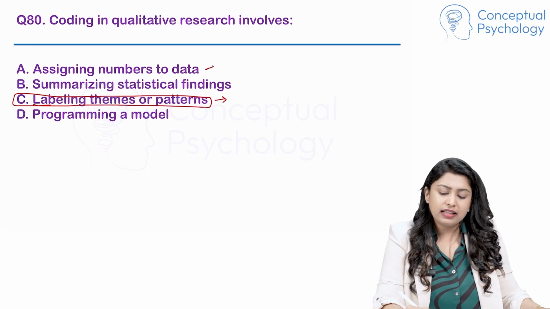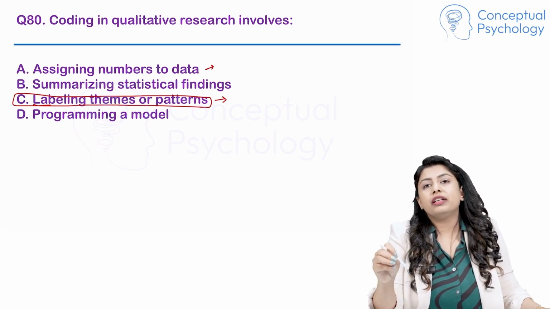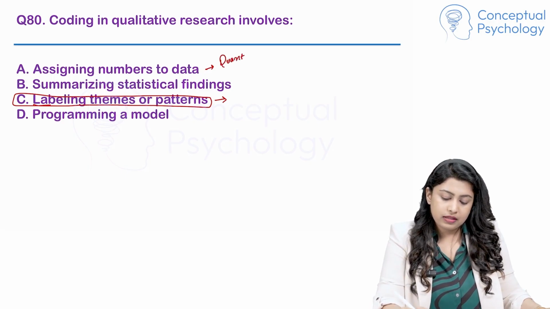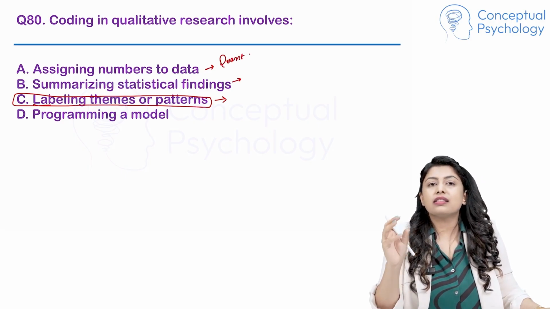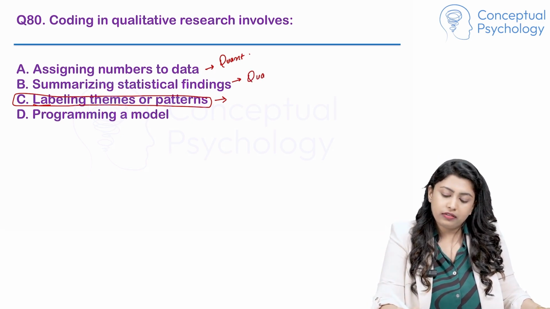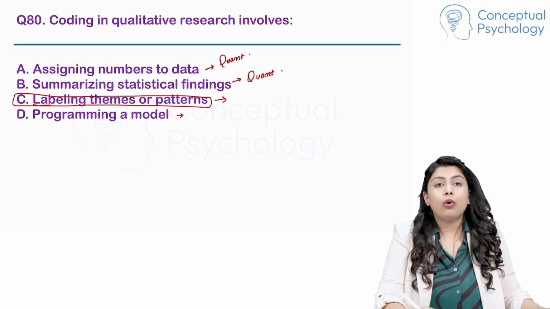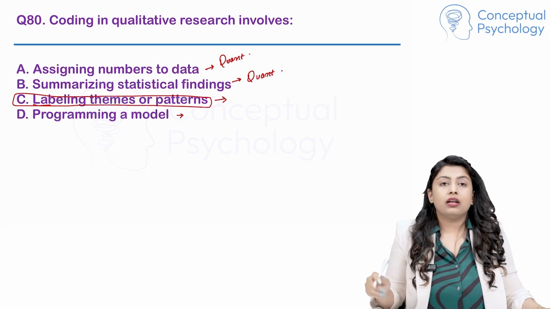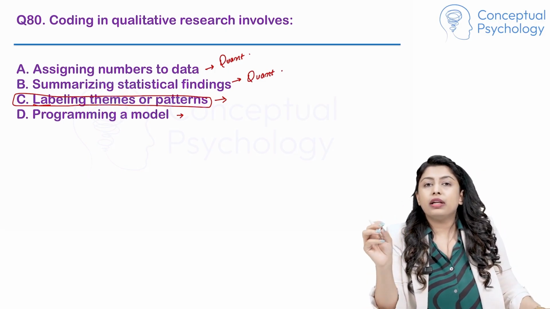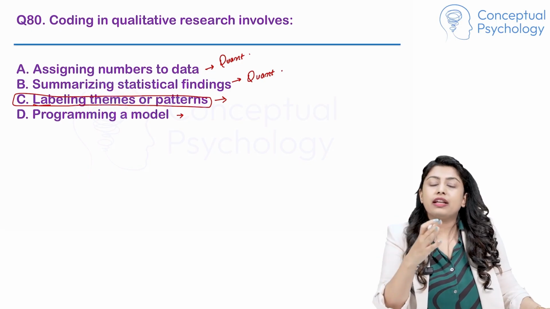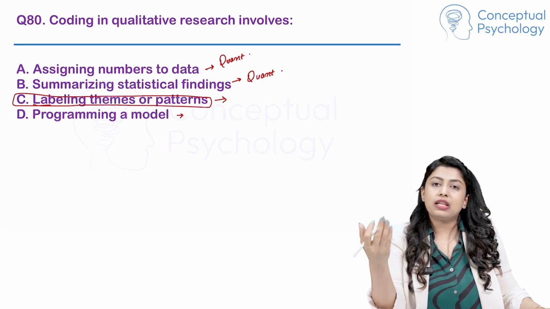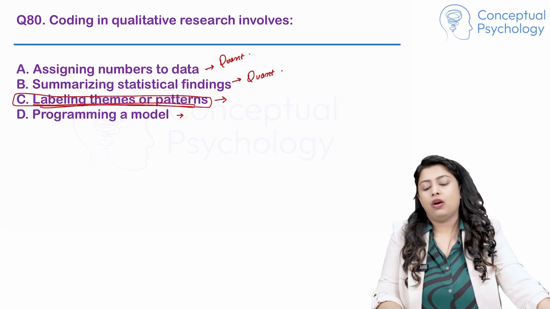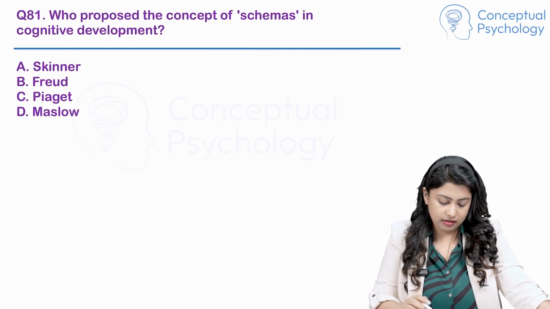Now, when it says assigning numbers to data, this is quantitative coding, not qualitative coding, right? Summarizing statistical findings, that is characteristics of quantitative. Programming a model, here this refers to computer programming, not qualitative data coding. So qualitative coding involves systematic labeling of data segments to identify meaningful themes and patterns rather than numerical findings. Alright, so C is the correct answer.